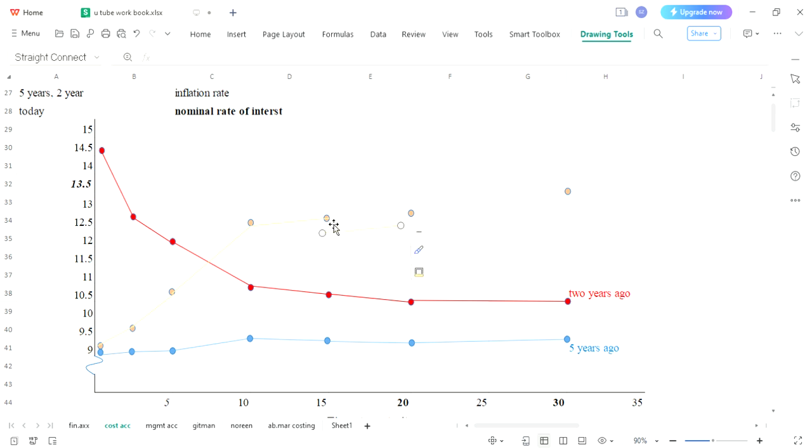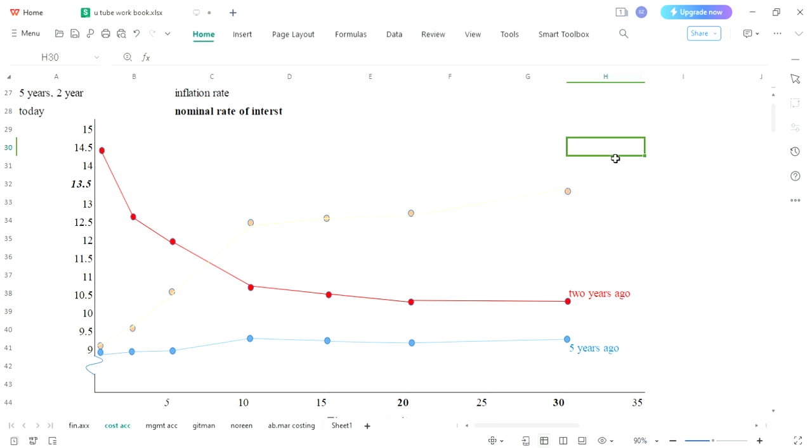Next step is to go for 15 years and 20 years. Our last point is for starting from 20 years to 30 years. In this way our graph has been completed. You can see that we made 3 different lines. Red is presenting 2 years, blue is presenting 5 years, and finally we have orange for today.